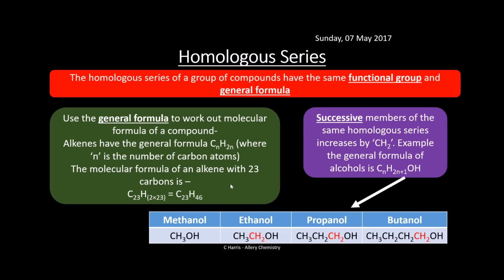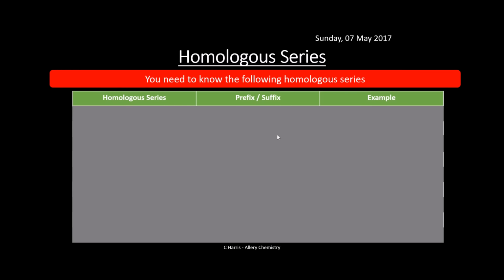So, for example, the general formula for alcohols is CnH2n+1OH. So you can see here we've got methanol. Ethanol, look, is in the same homologous series, just adding an extra CH2. Propanol, add an extra CH2. Butanol, add an extra CH2. So these are successive members of the same homologous series. So we need to know, obviously, the specific types of homologous series.